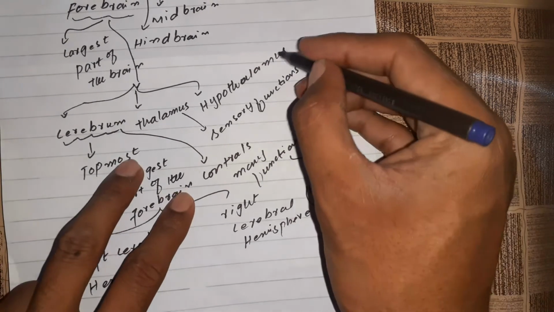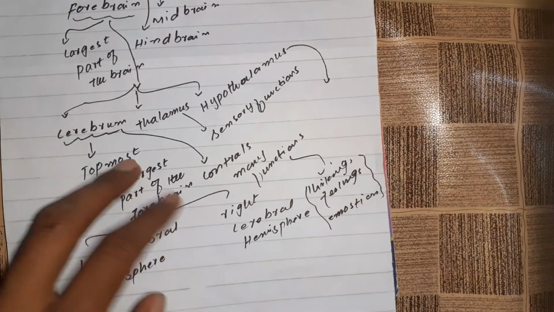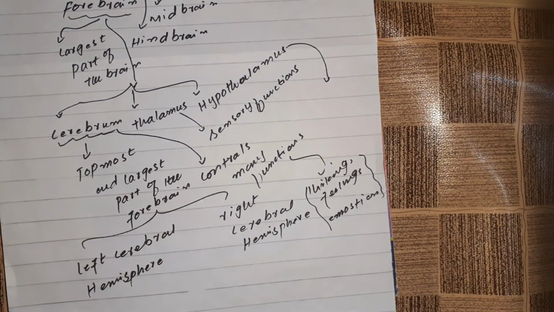Well, when we talk about the hypothalamus, what is the hypothalamus actually? The hypothalamus lies at the base of the thalamus, where it is situated. It actually lies at the base of the thalamus. Base of the thalamus means below the thalamus.